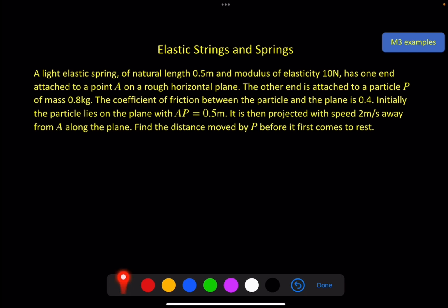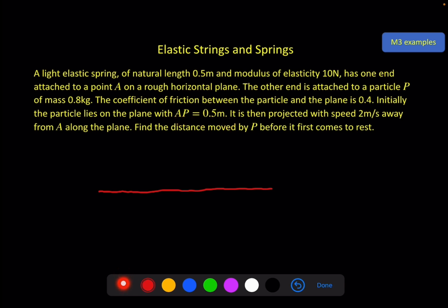A light elastic spring of natural length this, modulus of elasticity this, has one end attached to point A on a rough horizontal plane. So although we're on a horizontal plane, this is slightly different because it's rough. We have friction. The other end is attached to a particle P of mass this, and the coefficient of friction is this. Initially it lies on the plane with this.